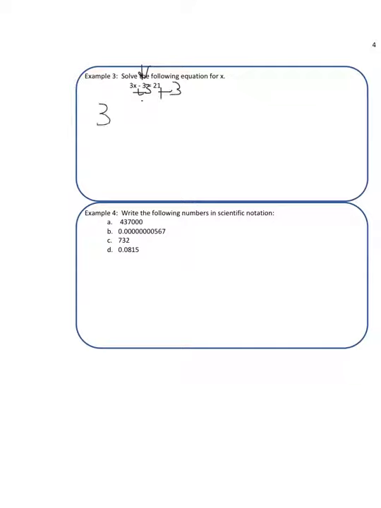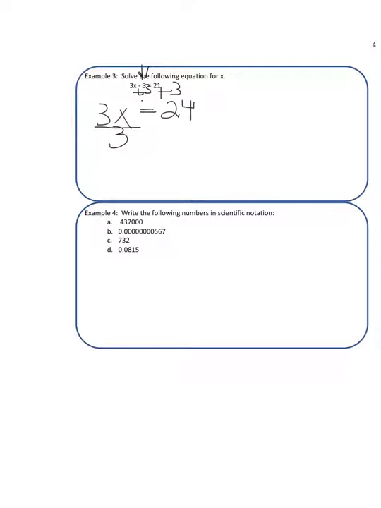So now we have 3x minus 3 plus 3 goes away. And 21 plus 3 is 24. So we now have 3x equals 24. But we're not quite done yet. We haven't quite managed to isolate the x. In order to get rid of this second 3, we must divide. So let's divide by 3.